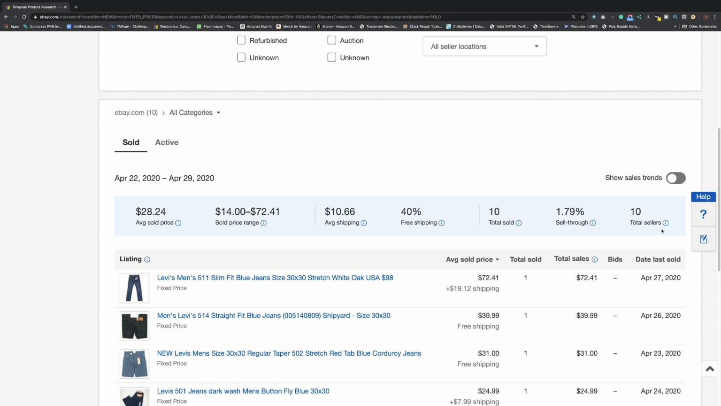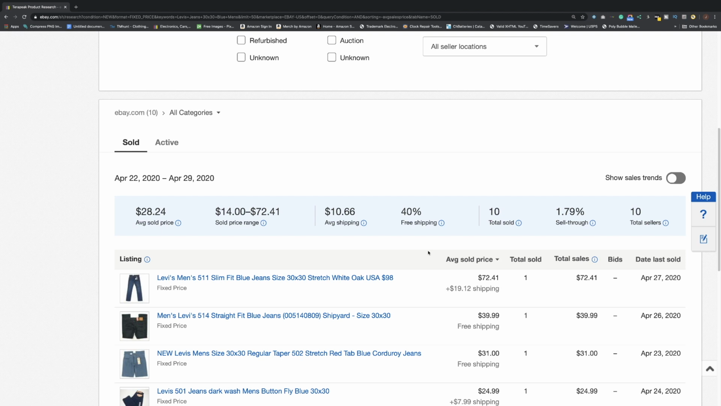So now we have a total of 10 sellers at $28, right? Here's the price. 40% of them do offer free shipping, but that's okay. You don't have to be one of those because they just charge more money anyway. So what happens is you just look a little bit more desirable for $27.99.